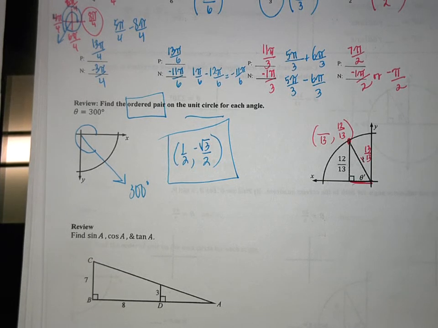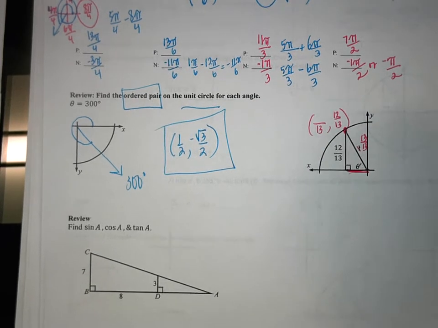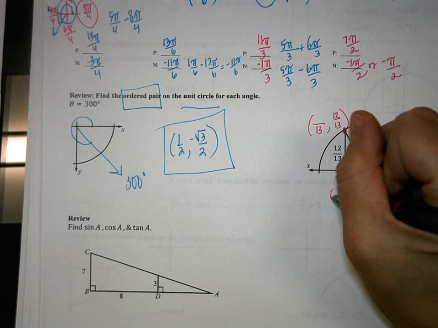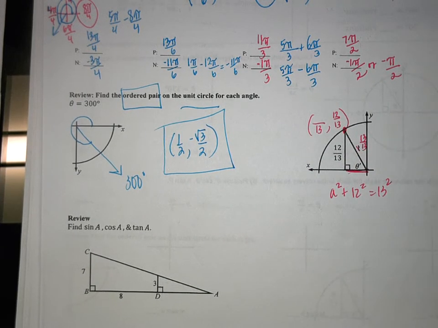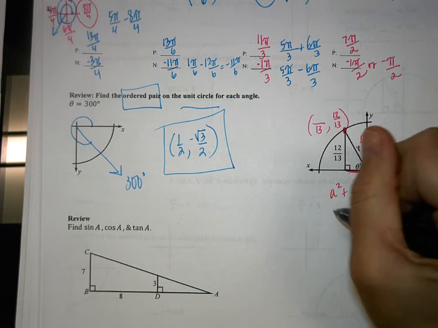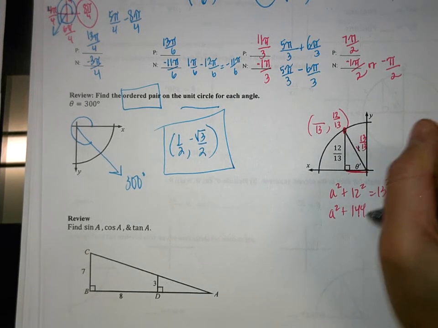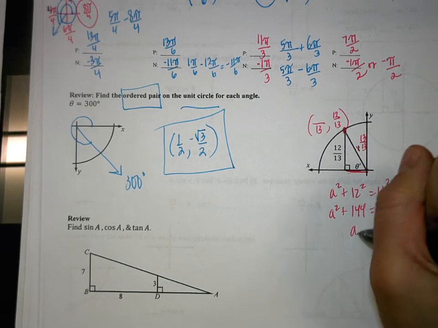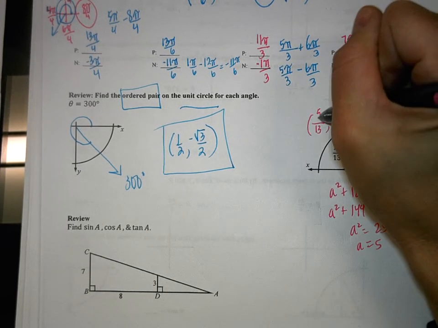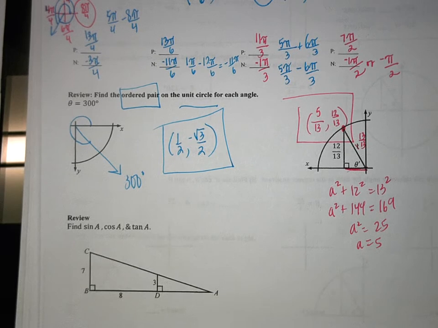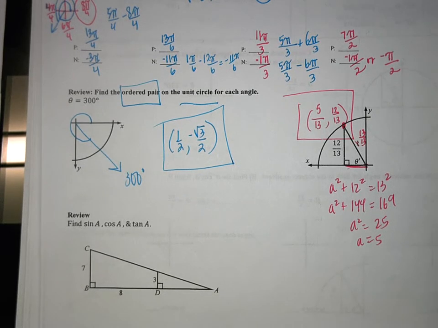So it's 5? Yeah. Okay, but if you didn't know that, we would do a squared plus 12 squared equals 13 squared, because we're not dealing with the denominators. And you'd get a squared plus 144 equals 169. A squared equals 25, which means a equals 5. And so our ordered pair is 5 over 13 and 12 over 13. Okay, any questions? All right, last one.